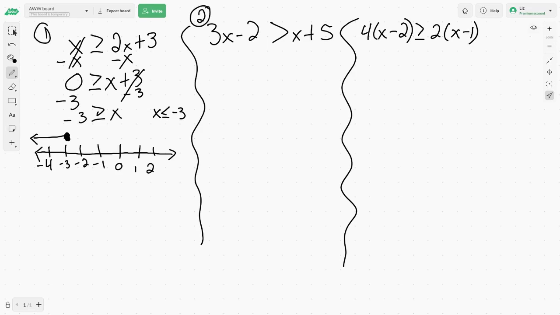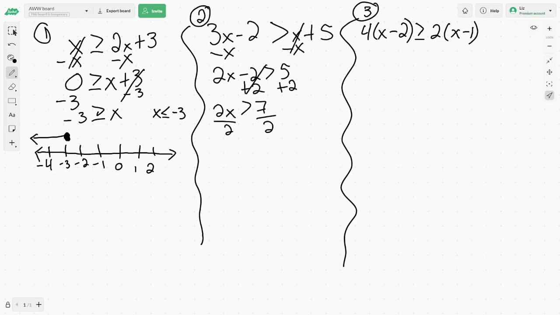Let's look at number 2. All right, again, I want to keep x positive if I can, so I'm going to take the smallest x value and move it over. So now I have 2x minus 2 is greater than 5. I'm going to add 2 since it's being subtracted, 7. And then I'm going to divide out the 2 here. So x is greater than 7 halves.